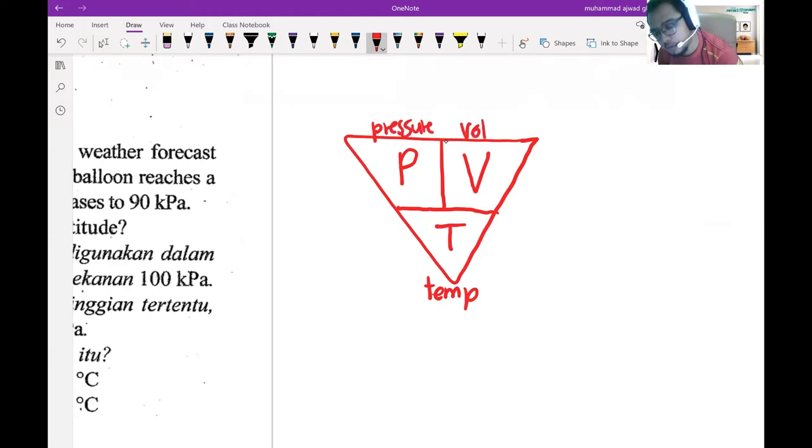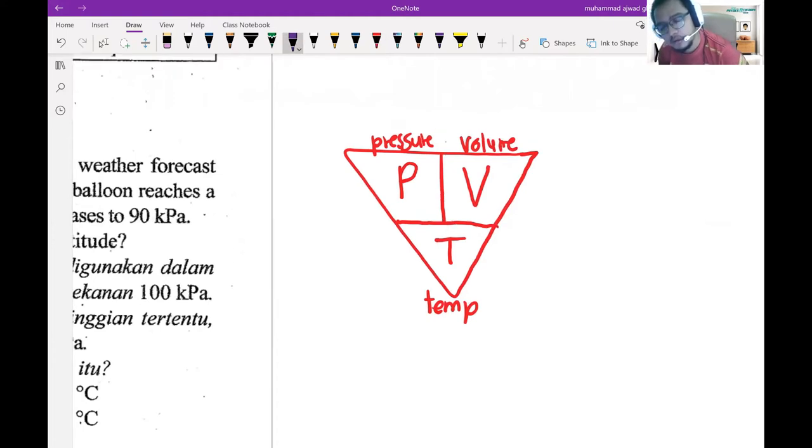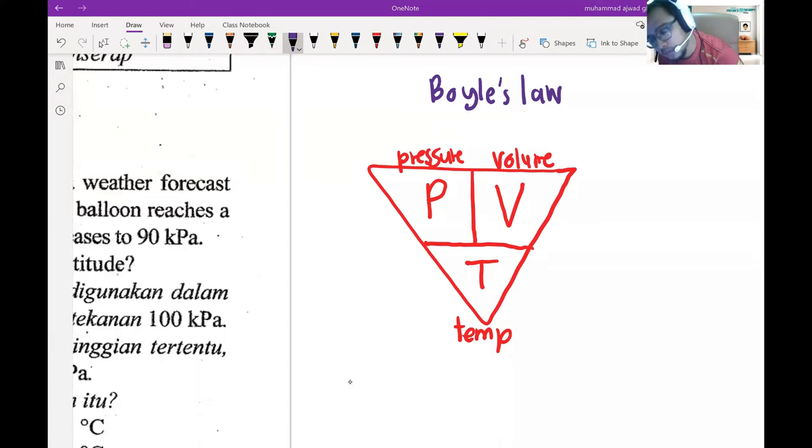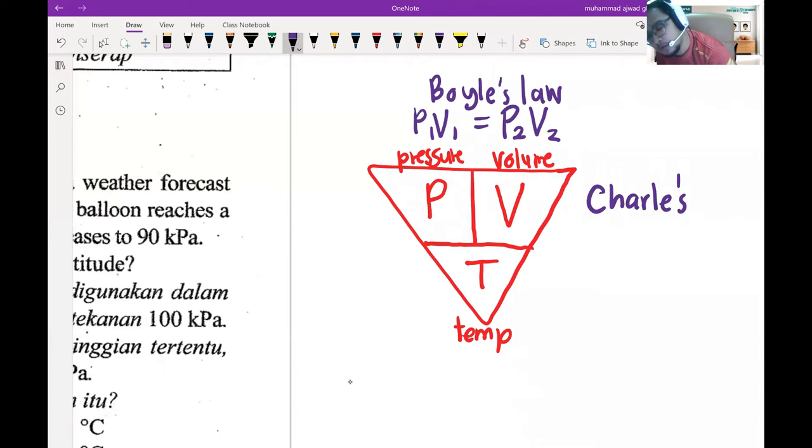Okay, so nama pun gas law. So, it's only related to gas. So, the one that study about the relationship between pressure of gas and the volume of gas, nama dia Boyle's. So this is Boyle's law. Okay, so the formula will be P1 V1 equals P2 V2. Okay, next one. A person that study about the relationship between volume of gas and temperature of gas is Charles. Okay, Charles law is V1 over T1, V2 over T2.